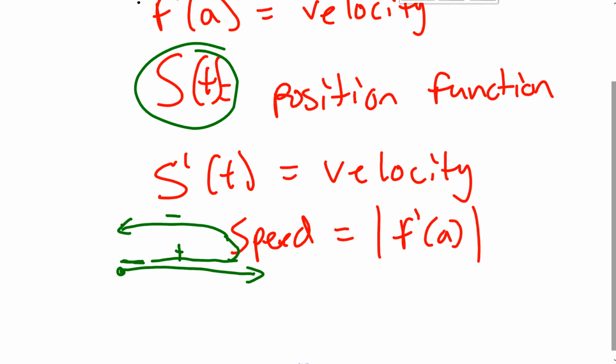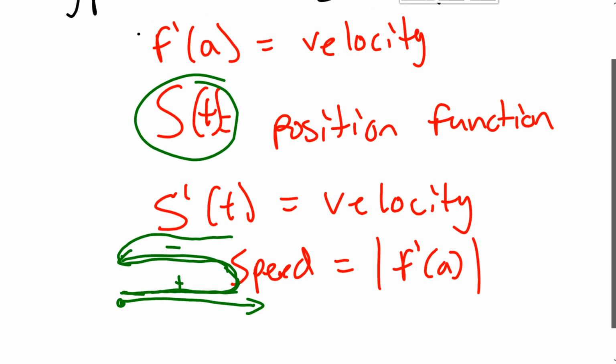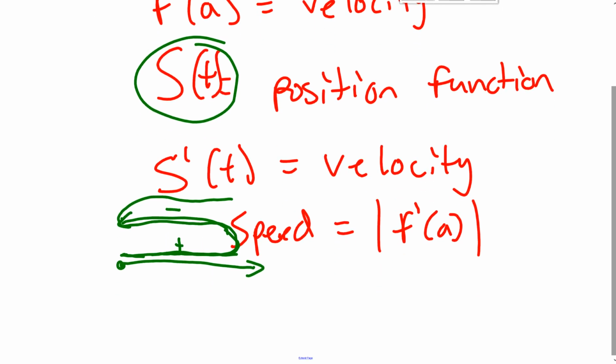So the particle might travel this way, and then it turns around, goes back this way, and then goes back this way. So that's one example of types of derivatives: velocity, and that uses the position function and taking the derivative of that to find out the velocity or the speed.